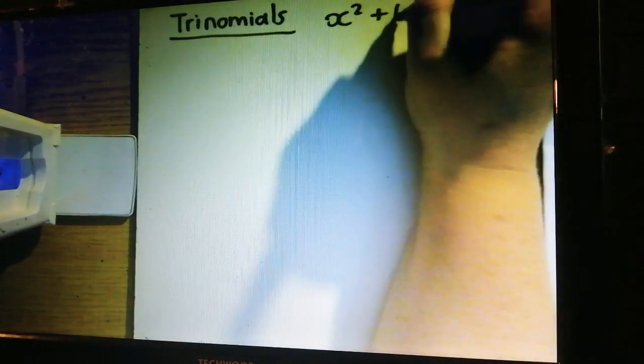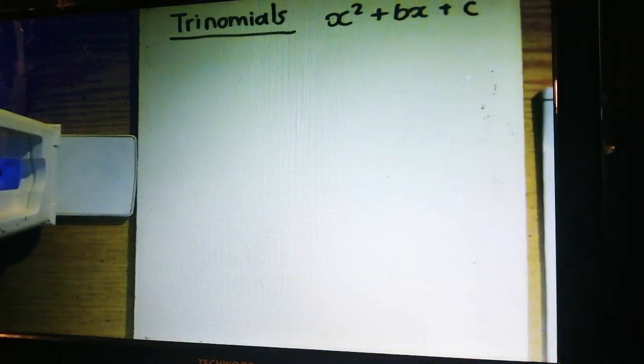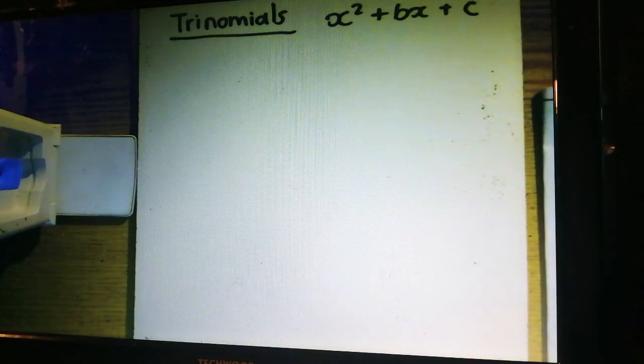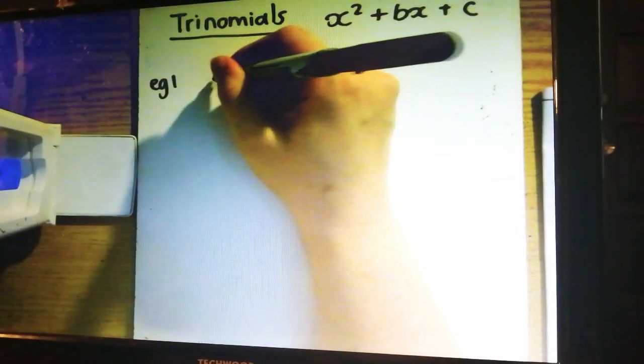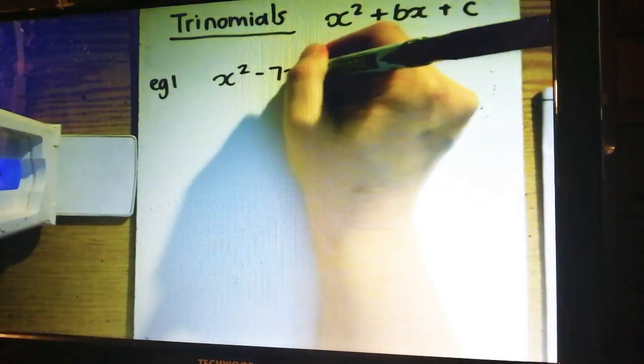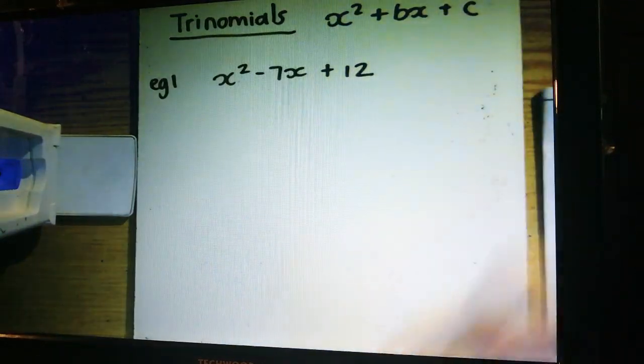Okay, and lastly, I'm doing trinomials. And remember I said a trinomial comes in the form of x squared plus bx plus c. That's what you know from grade 9. Grade 10, we're going to make it a bit more difficult. But for now, we're going to look at it like that. So, example 1 says I must factorize x squared minus 7x plus 12.